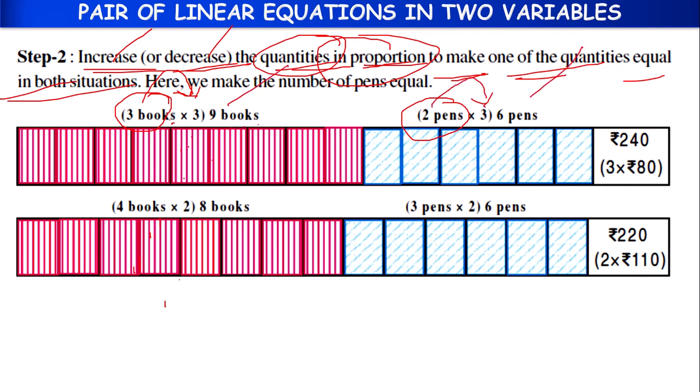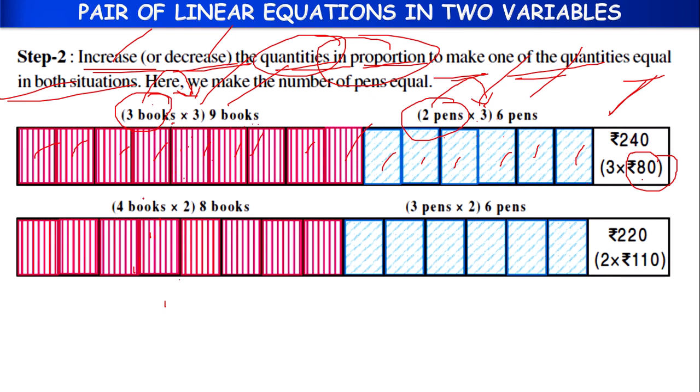6 pens. So 9 books and 6 pens. As we are multiplying books with 3 and pens with 3, we should multiply the amount also with 3. Then the total amount will be 240.